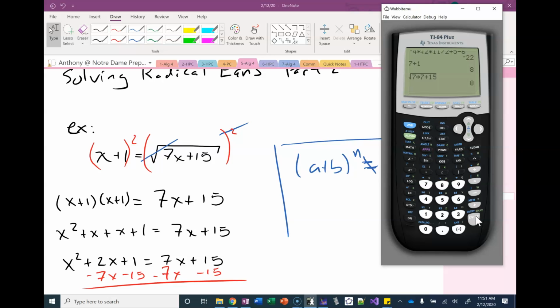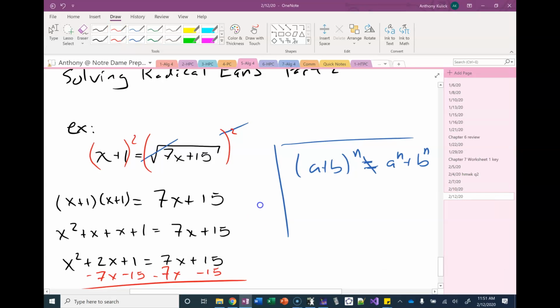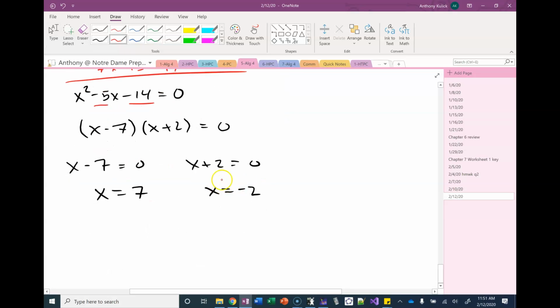Everybody's good with that? I'm going to do the same thing now with negative 2. Negative 2 plus 1 is negative 1. And already I know that that's not going to work. But I'll continue and do the other side as well, just to illustrate. And 7 times negative 2 plus 15 gives me positive 1. Notice that those two didn't agree. So I know negative 2 is not one of our actual solutions.